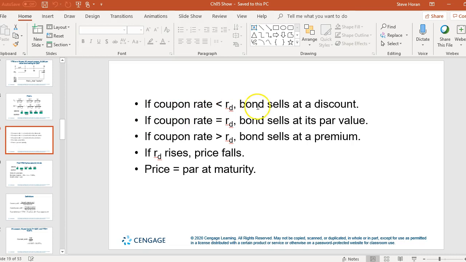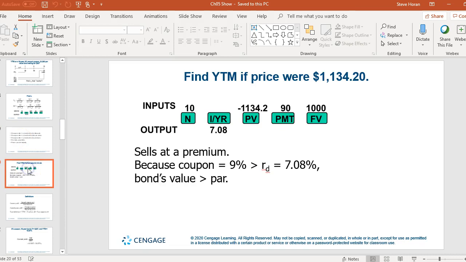If the coupon rate's less than R sub D, the bond sells at a discount. If the coupon rate and R sub D are the same, it sells at par value. If the coupon rate is greater than R sub D, the bond sells at a premium. As R sub D goes up, price falls, and the inverse, of course, holds true. And price is par at maturity. Okay, that's just a good little cheat sheet that'll help you with quite a few of your homework problems and questions.